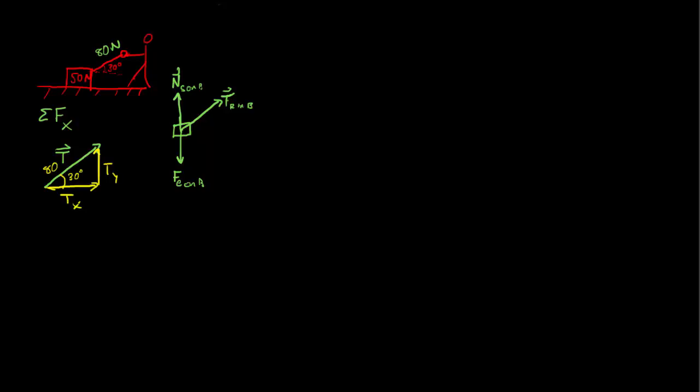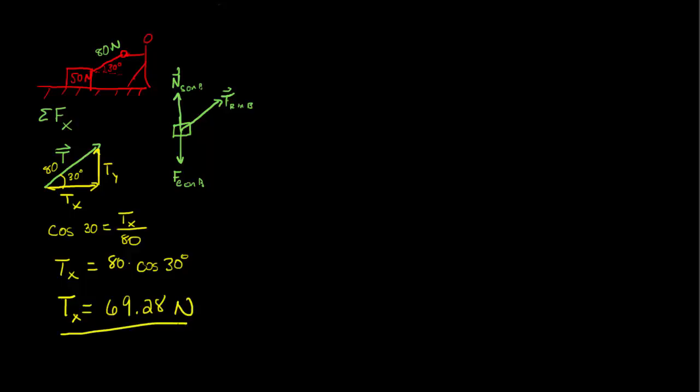Since I have the angle, I need the adjacent, and I have the hypotenuse, I would use cosine. So the cosine of 30 degrees is the tension in the x direction divided by 80. Multiplying over, the tension in the x direction is going to be 80 times cosine 30 degrees, which gives me an x component of 69.28 newtons. So that's how we break it out. If I wanted to know the y, I would do that as well, and if I wanted to start summing forces, I would have to do all my x's and all my y's. But we'll start easy.